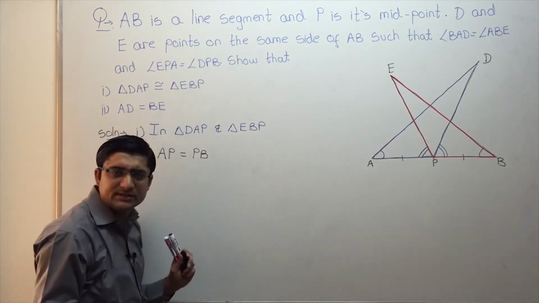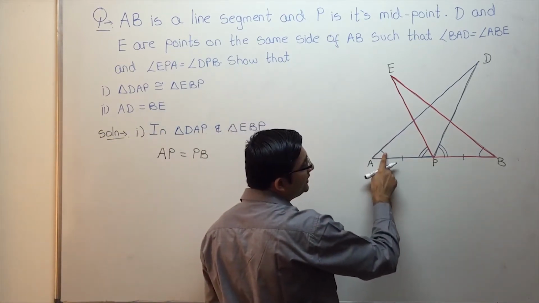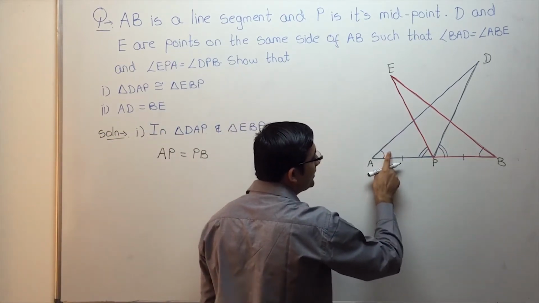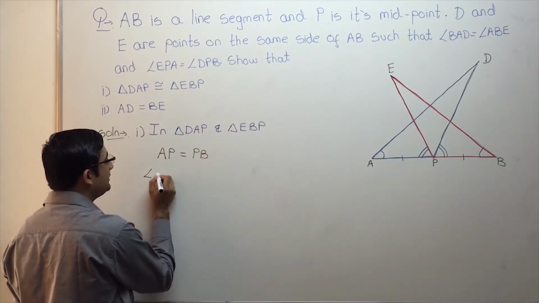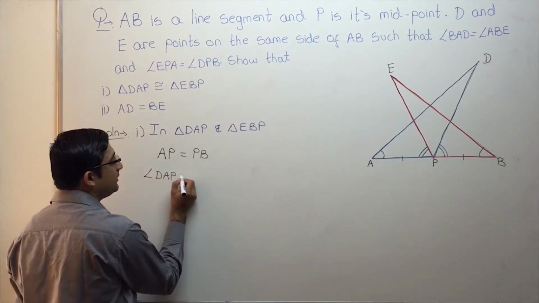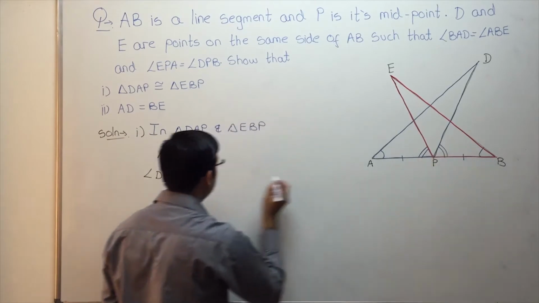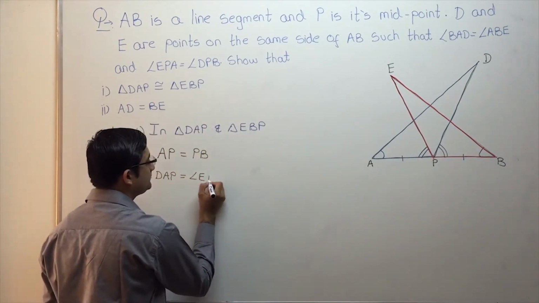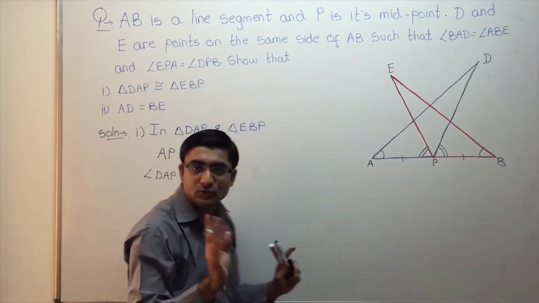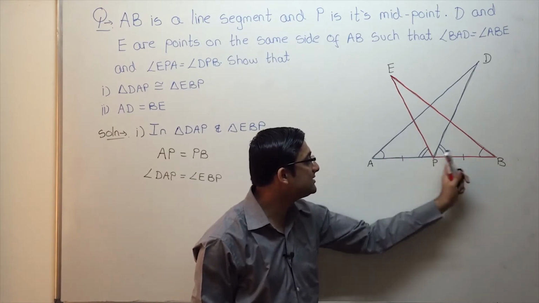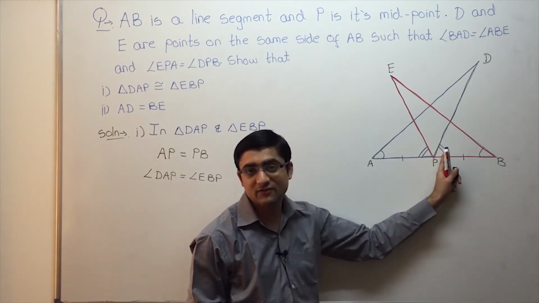Next, always use what is given to you. Next, this angle over here is equal to this angle. So what is this angle? Angle DAP is equal to this angle over here, angle EBP. So we have used the two things given to us. One is this and one is this. Now these two angles are also given to me as equal.